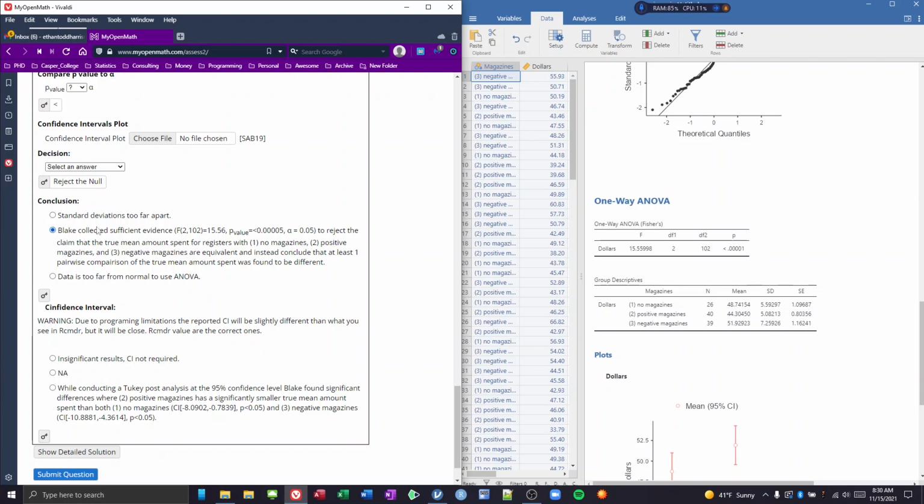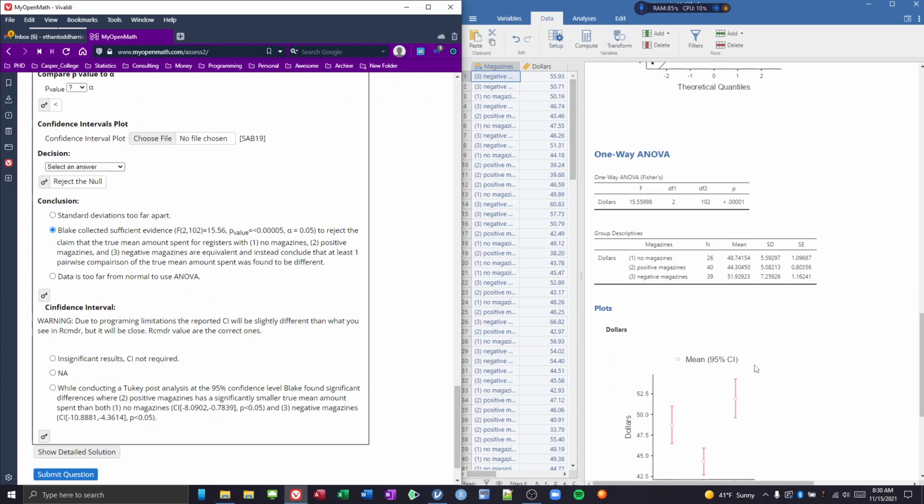All right, so we have Blake collected sufficient evidence to reject the claim that the true mean amount spent for registers with no magazines, positive magazines, and negative magazines are equivalent, and instead we conclude that at least one pairwise comparison is different. Okay, so now we know that there is a pairwise comparison that is different, but the next question should always be, well, which one is it? Which one do we think is actually different from the rest?